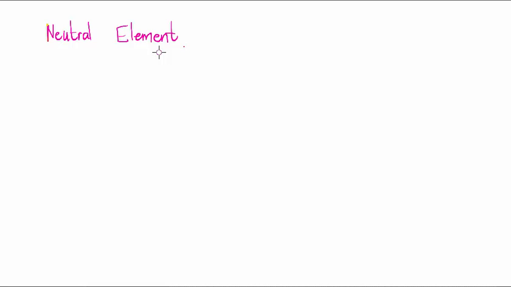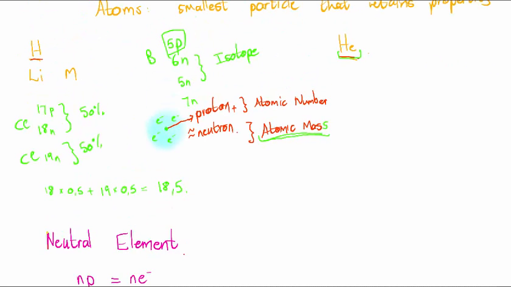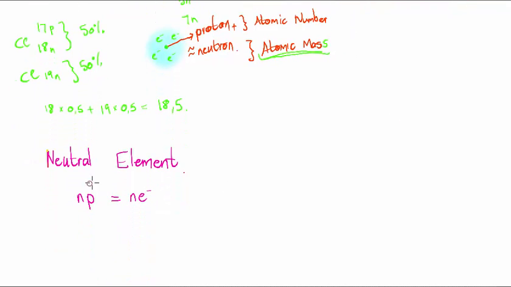Okay, but let me define it. A neutral element has the same number of protons and the same number of electrons. So let me talk a little bit about the electrons. The electrons appear in the electron cloud. We'll look a little bit more at the structure of the electron cloud just now. But a neutral element is an element that has the same number of electrons and the same number of protons.